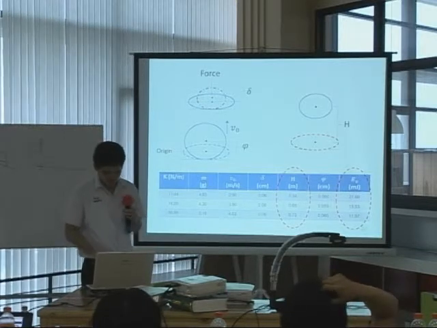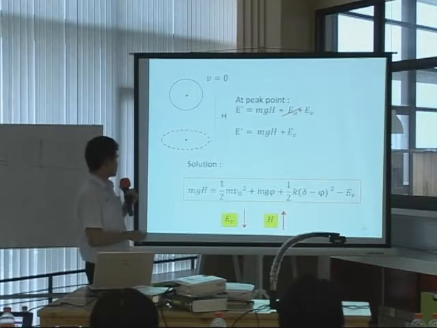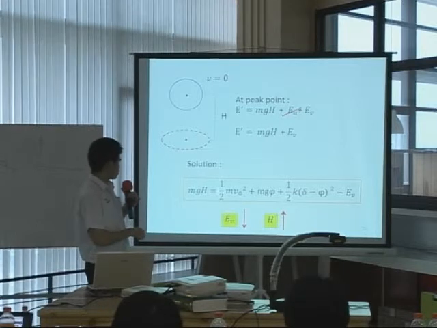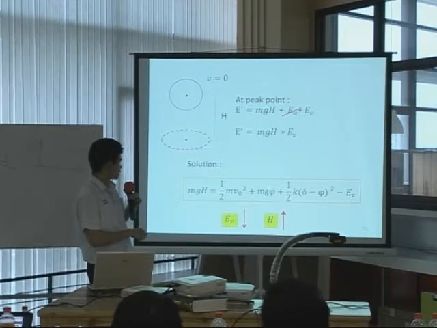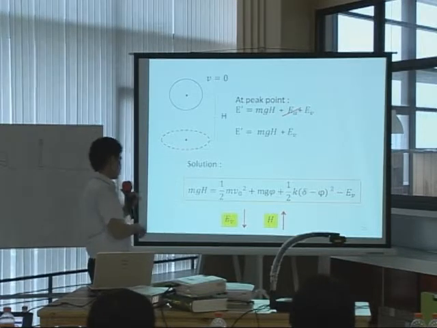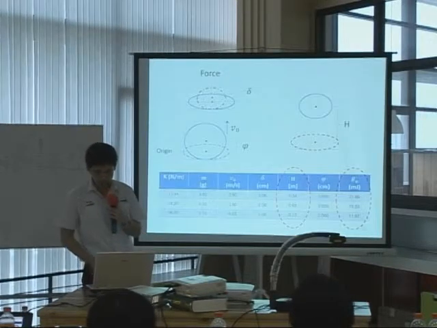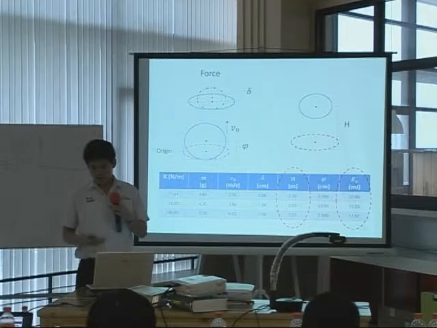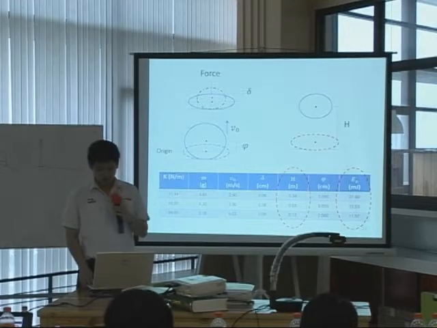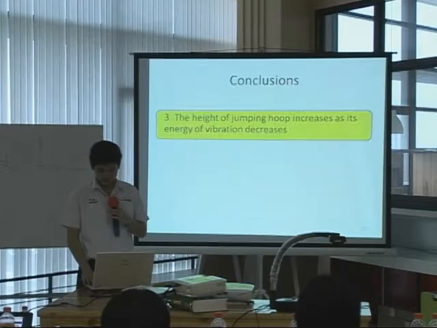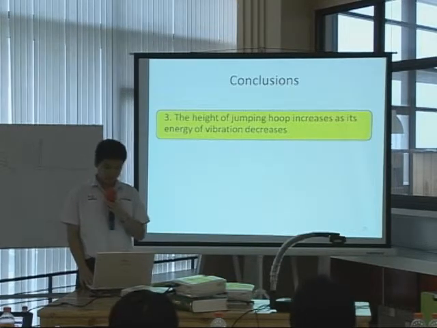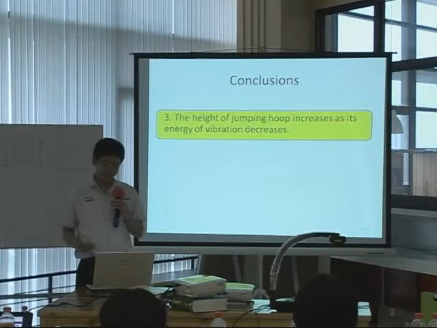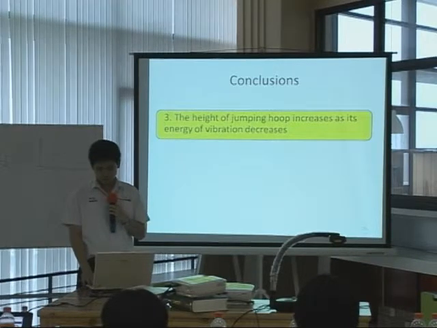And from this equation, I measure these terms and their parameters, m, v0, phi, and delta, and I add them into the equation and solve it. It shows that when the height increases, the energy of vibration decreases. For my conclusion, the height of the jumping hoop increases as its energy of vibration decreases.